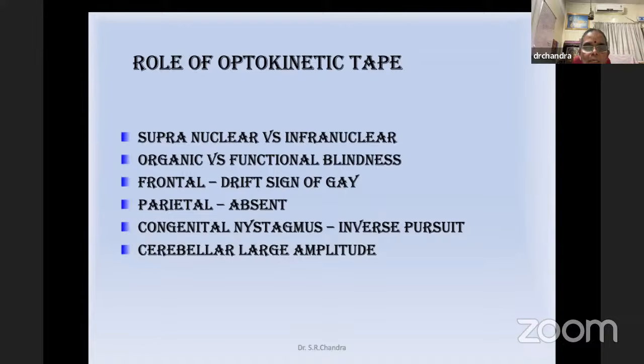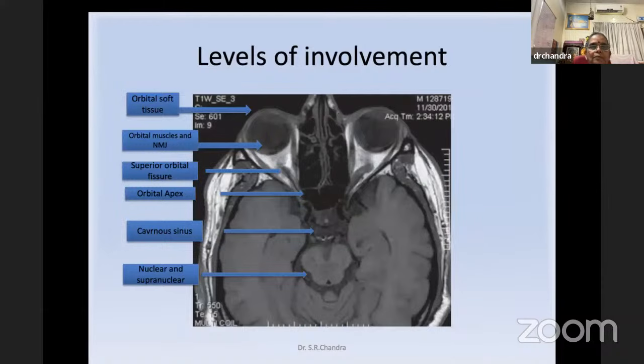And if it is the frontal lobe where the saccade is lost, the pursuit will pull the eye in the direction of the OK tape. That's the drift sign of gaze. If there is a parieto-occipito-mesencephalic lesion, that is the pursuit pathway, there will be no OK response elicited. Then in congenital nystagmus where there is a wiring defect, instead of following towards the right where the OK tape is moving, the eye will move towards the left. That is called inverse pursuit. And in cerebellar disease, the OK will show large amplitude eye movement. So these are the various uses of the simple equipment, that is the optokinetic tape at the bedside.